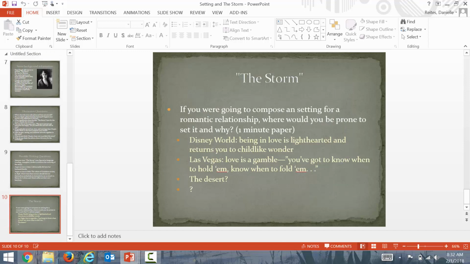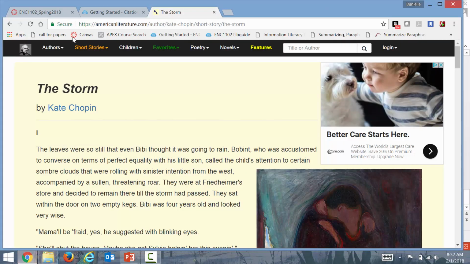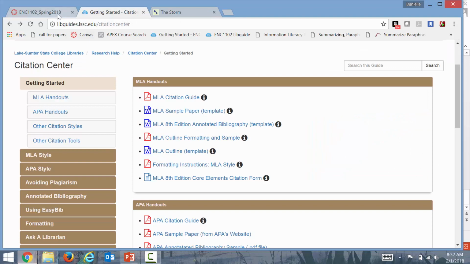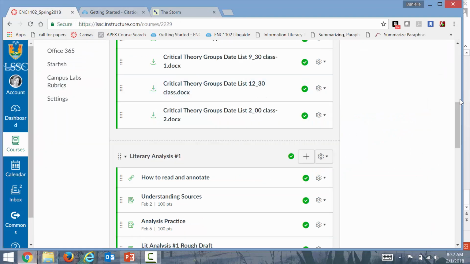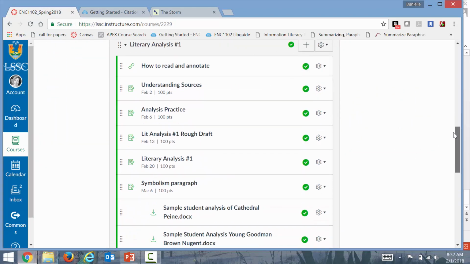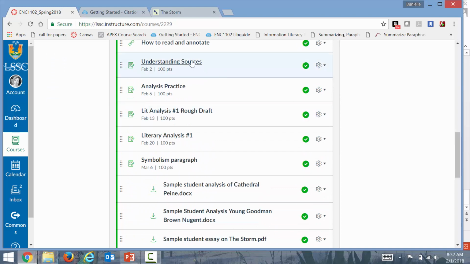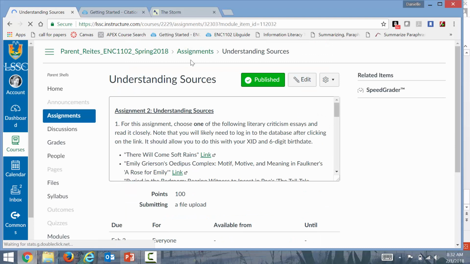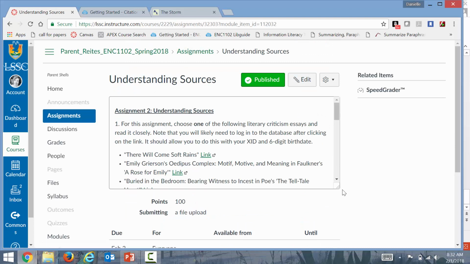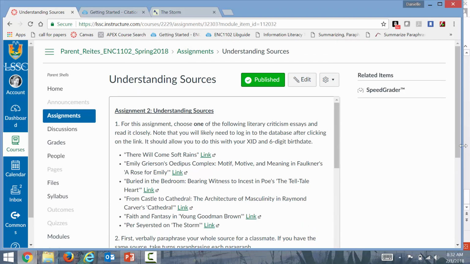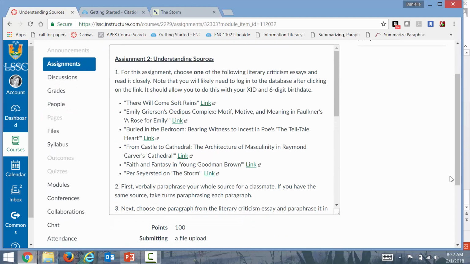So the other thing I want to talk about is this assignment that I would like you to complete. If we go to our Canvas shell and scroll down on that Home tab, there is this assignment called Understanding Sources. I don't like the way this is viewed. I can make it bigger here.